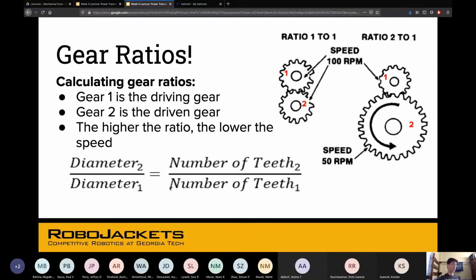This ratio is really important if you're trying to calculate how many teeth you want to use. Again, these are things you'd want to check with an older member to make sure this is what's going to work for you guys. But generally, just knowing the properties of the ratio is enough to help get you started.